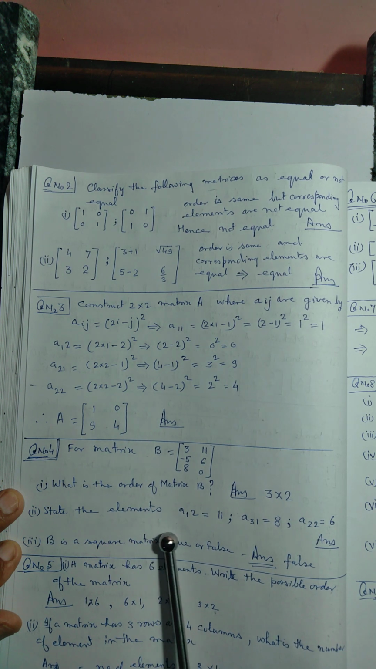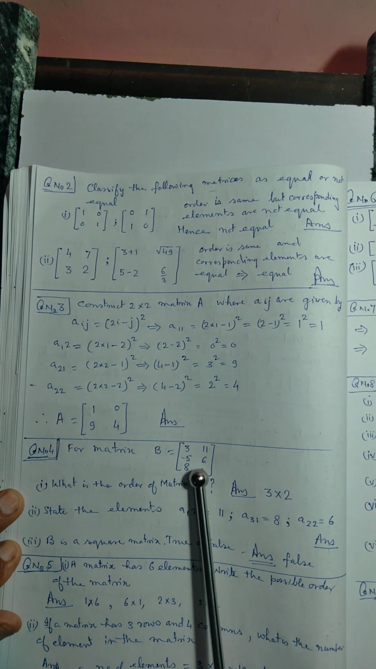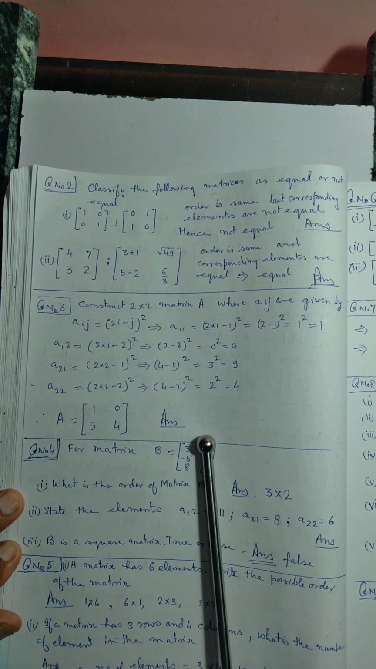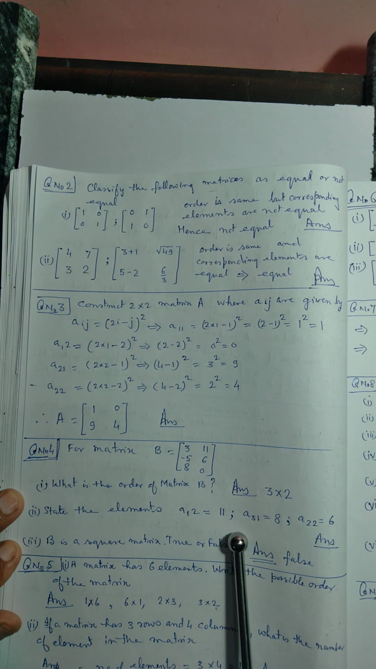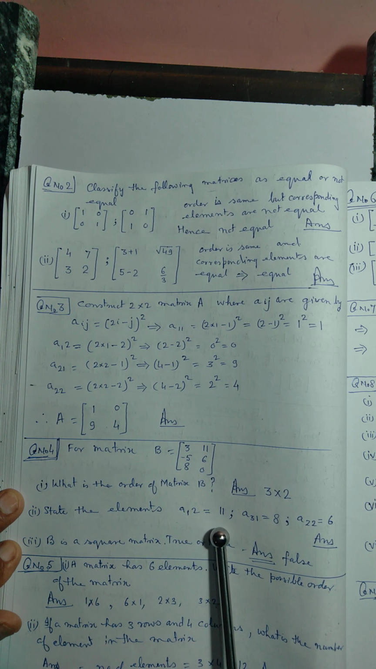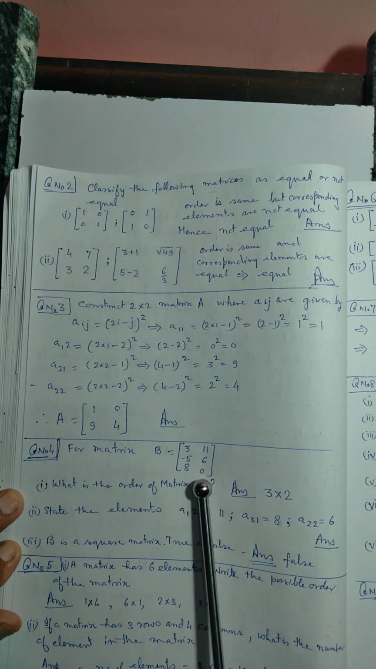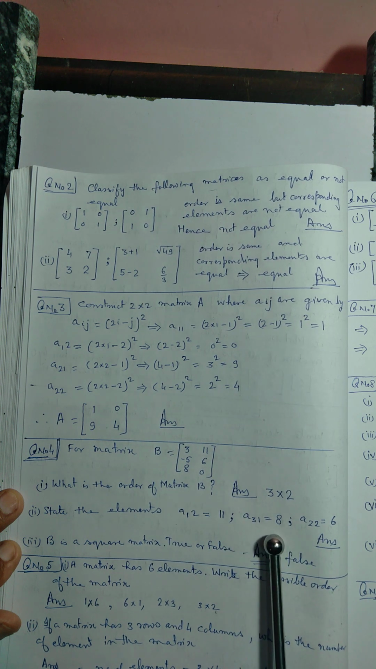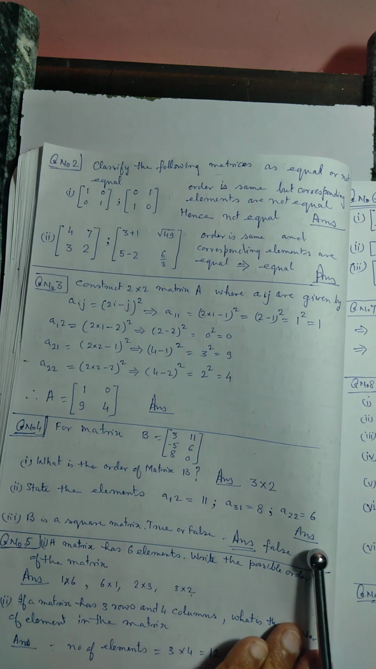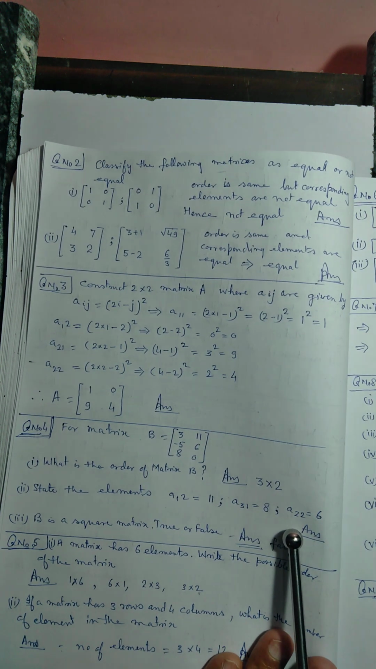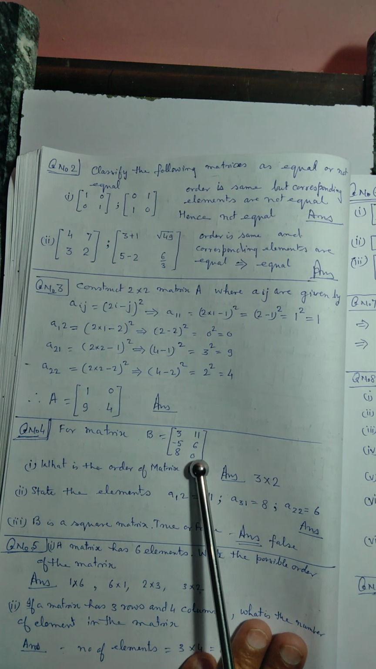State the elements. A12 means the first row, second column. What is that number? First row, second column. That is 11. So A12 is 11. Now come to A31, means the third row, first column. So it is 8. That is why I have written here 8. Now come to A22, means second row, second column, that is 6. Here you see 6.